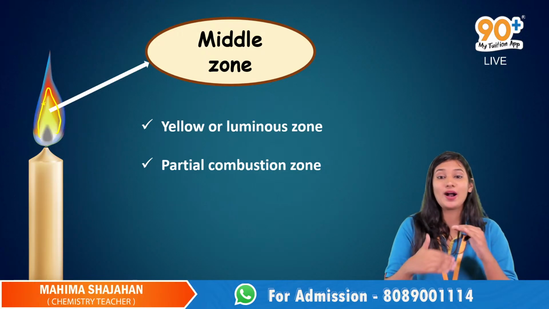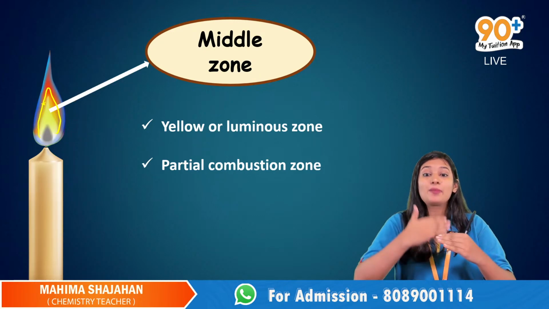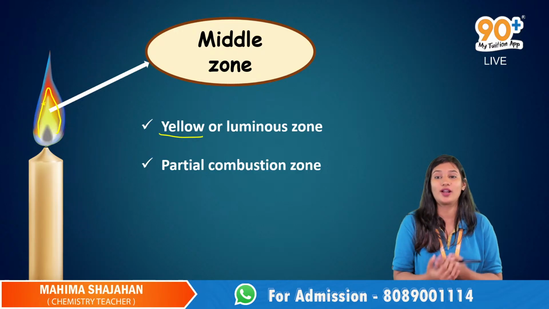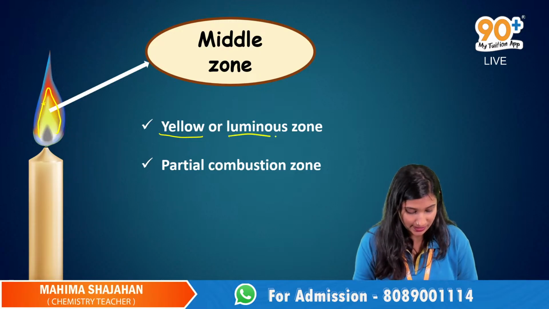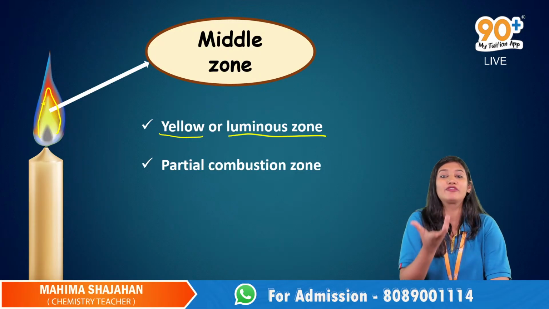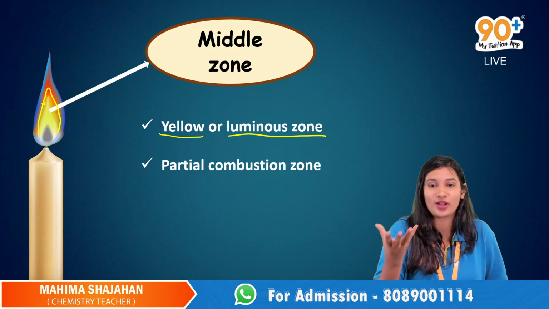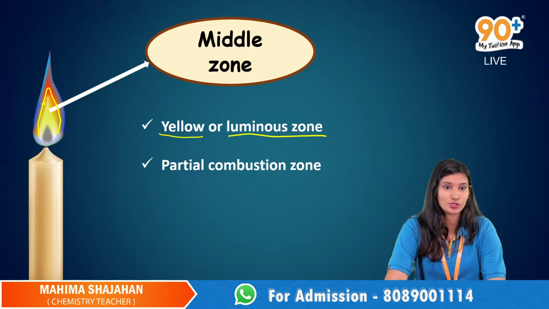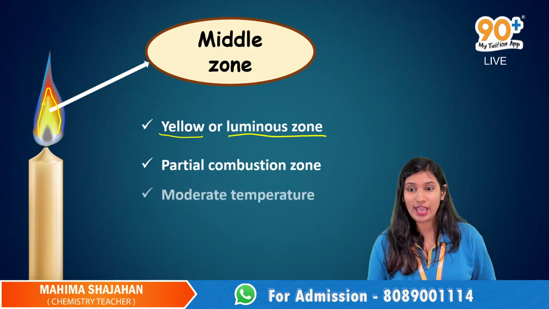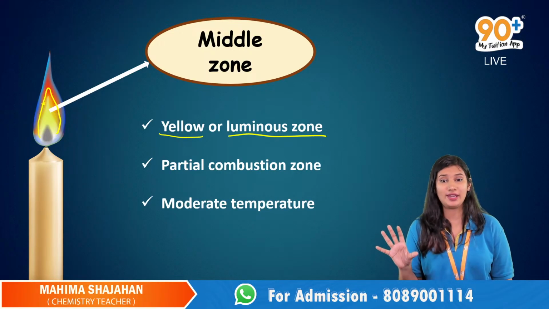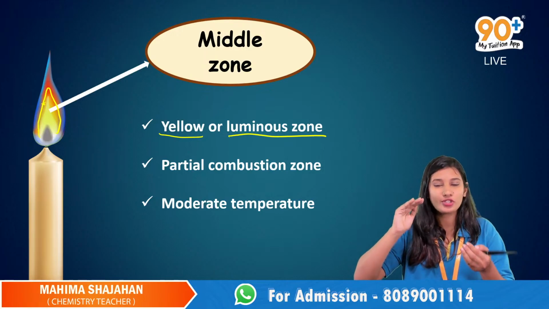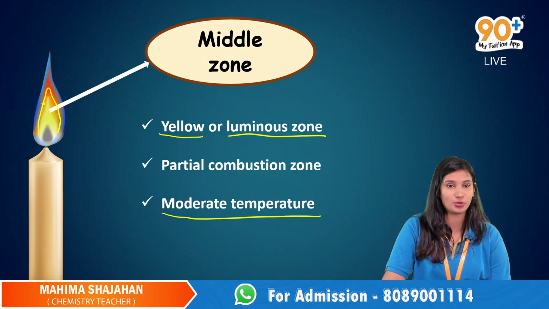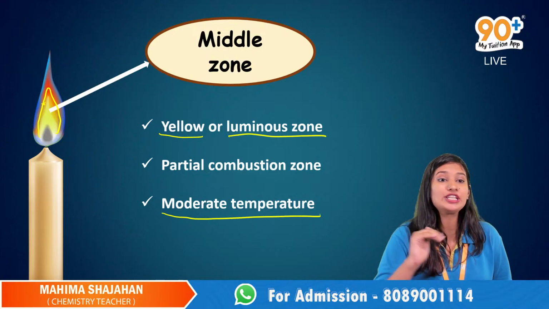അങ്ങനെ partial combustion നടക്കുമ്പോൾ അവിടെ produce ചെയ്യുന്ന ഫ്ലെയിമിന്റെ കളർ yellow ആണ്. അതുകൊണ്ടാണ് അതിനെ luminous zone എന്ന് പറയുന്നത്. Luminous flame ആണത്, പക്ഷേ partial combustion നടക്കുമ്പോൾ ഒരു യെല്ലോ കളർ. So it is also known as luminous zone. Now temperature compare ചെയ്യുമ്പോൾ ഔട്ടറിനേക്കാളും ടെമ്പറേച്ചർ കുറച്ച് കുറവായിരിക്കും. So we'll say that it has moderate temperature.